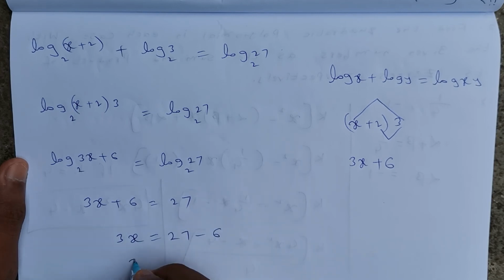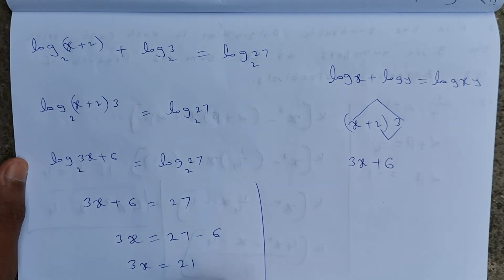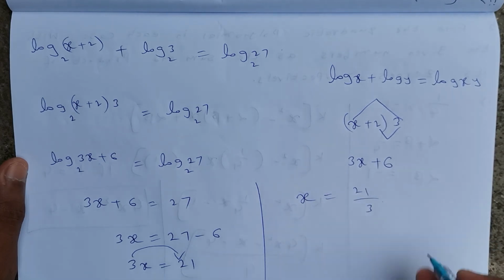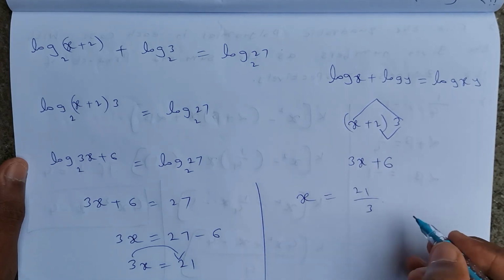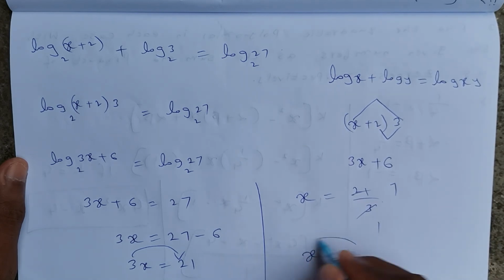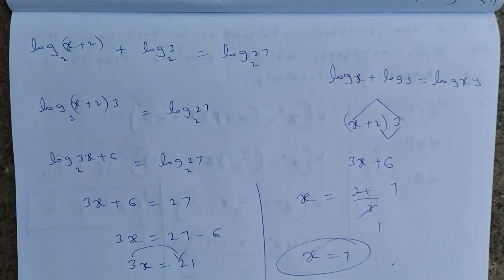minus 6. 3x is equal to 27 minus 6, 21. So 3x is equal to 21. This 3 also I will take to the right side, so we get x is equal to 21 divided by 3. If you do cancellation, 3 ones are 3, 3 sevens are 21. X is equal to 7.